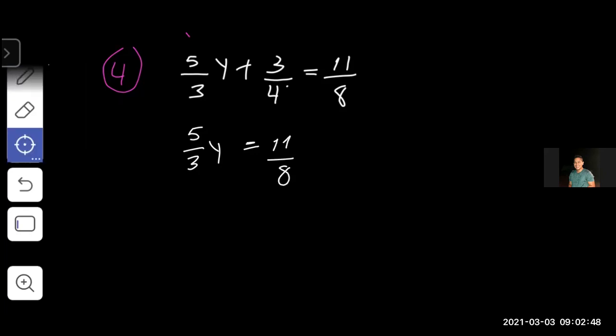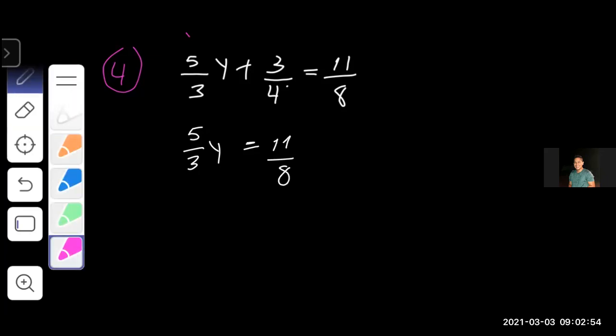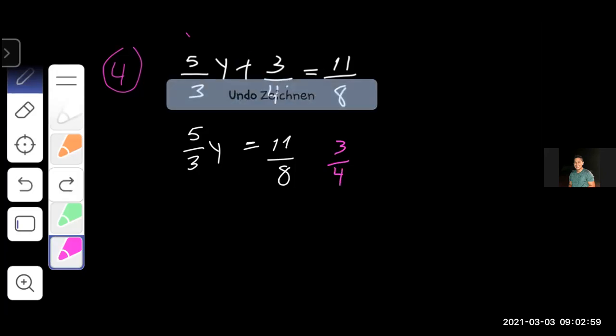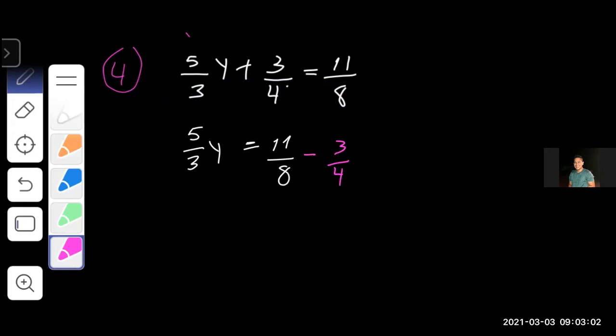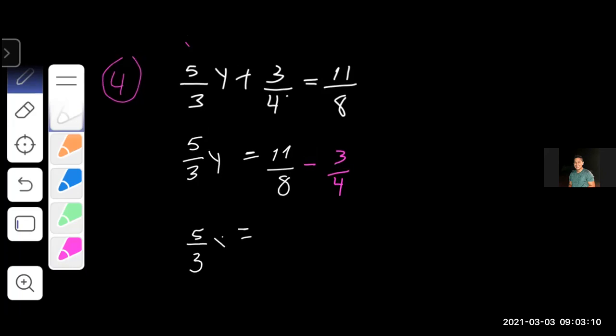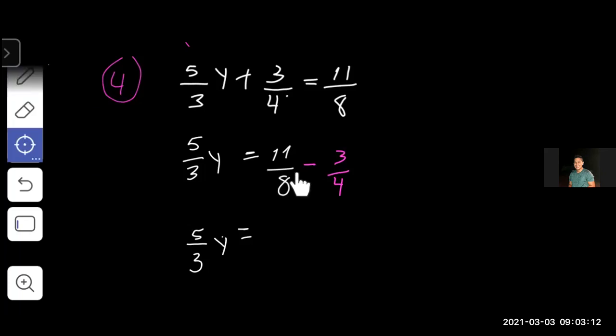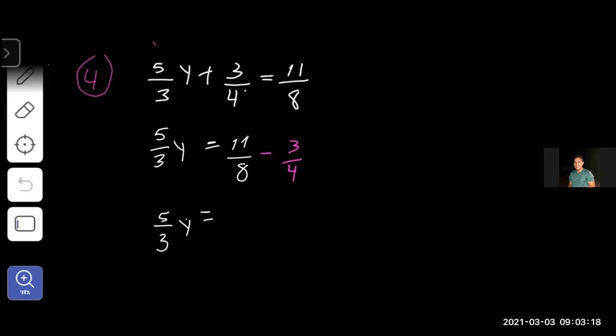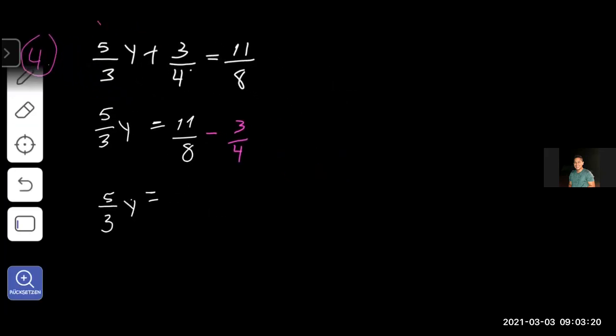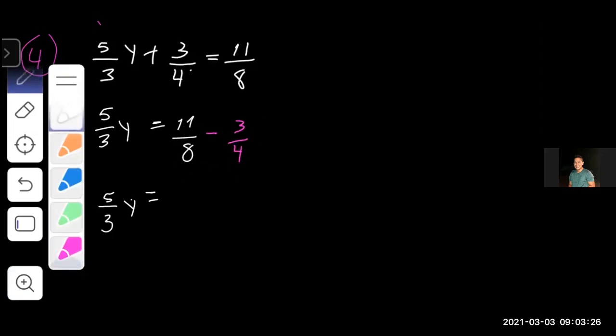Do we have any other number? 3/4. Okay, let us copy it here, but we are moving it. It is positive, guys. If we move it to the other side, it's going to be negative. Excellent. Let's copy this 5/3 of y. And notice something, guys: here we have different denominators, and we need to simplify that. 11/8 minus 3/4.